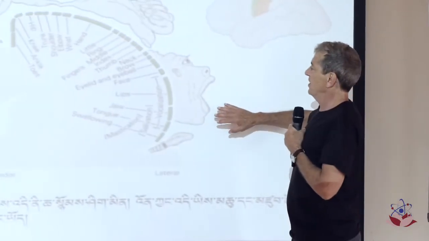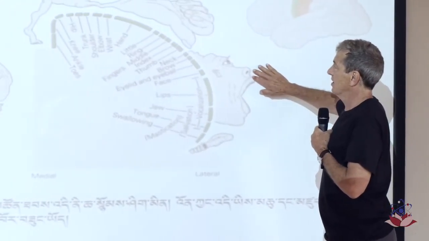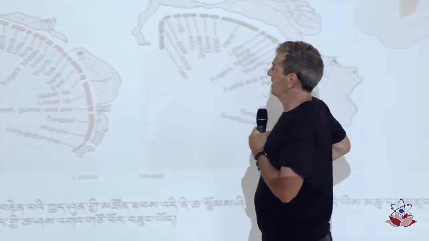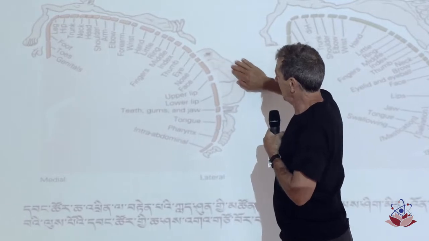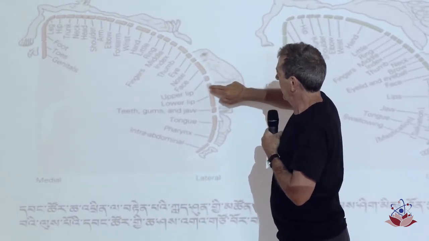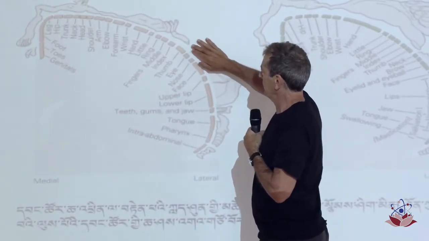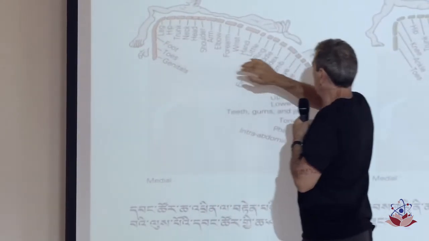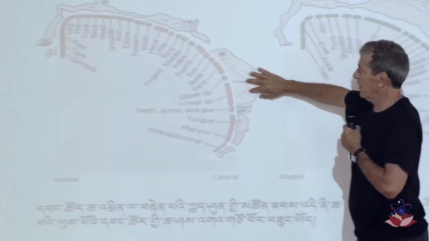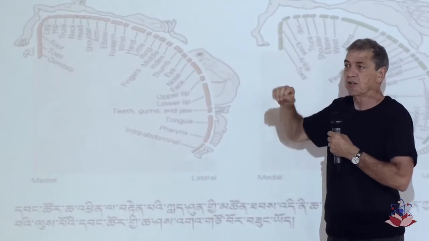So you can see that actually this is the sensory homunculus. This is the lower lip and upper lip, and here are your fingers, and here is the leg, and you can see that the lips are actually the largest in this drawing.